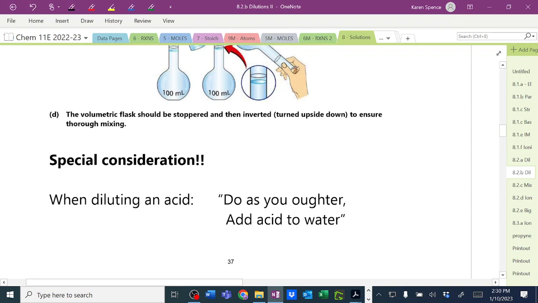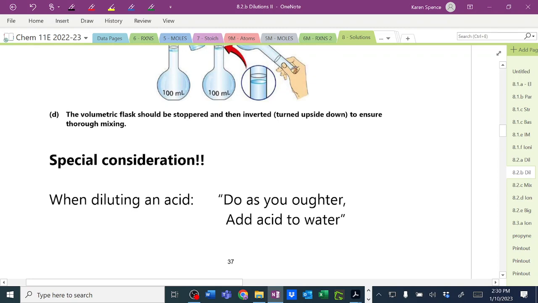Now, I don't know how important this is going to be for you this year or next year. Usually we give you the concentrations of the acids that you need, but when you are diluting an acid, it can actually be quite exothermic. The addition of water to an acid is quite exothermic. So when diluting an acid, you won't put the acid in first, you will put the water in first so that you don't have a lot of heat.